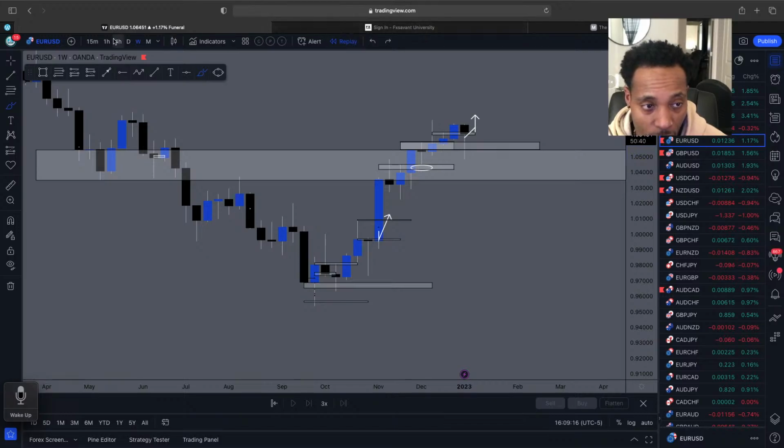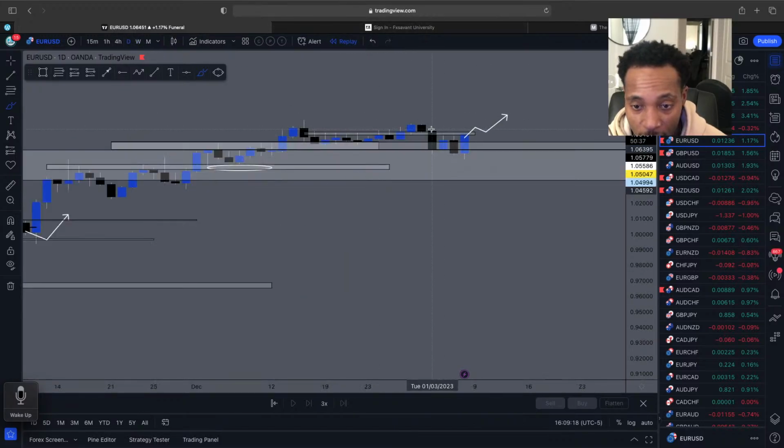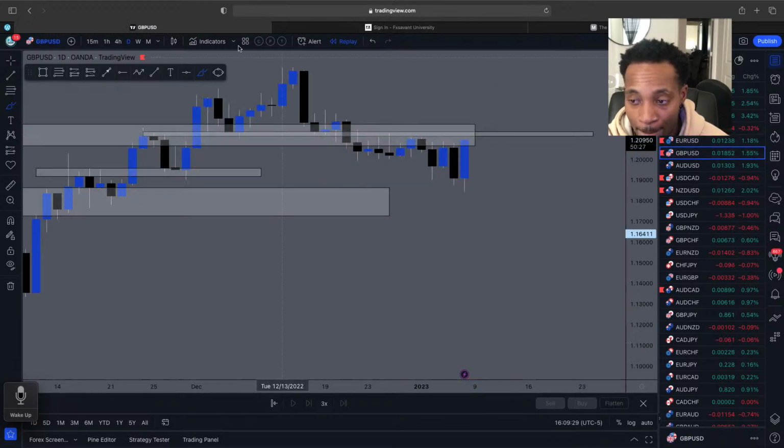And then as well, on the daily time frame, you can see we came down into this level, consolidated, and now it looks as if we're going to break out. Still the same things apply. We need a break above some daily structure before we can start to look for entries on this market.